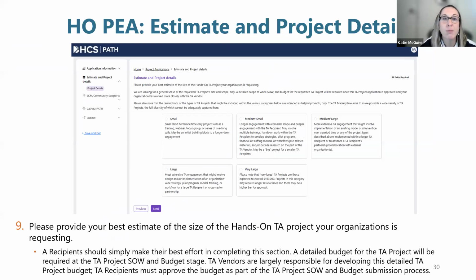With estimating the project details, it's going to ask a little bit about the size. This is an estimation of how large and detailed this is going to be, maybe how long it's going to take. So just provide your best estimate for this specific TA. If it ends up being a little bit different, that is totally okay. It's just giving you an idea. And once you get to the scope of work, or SOW as we call it, then a more detailed budgeting and timeline is going to be established. If you go to the next slide.